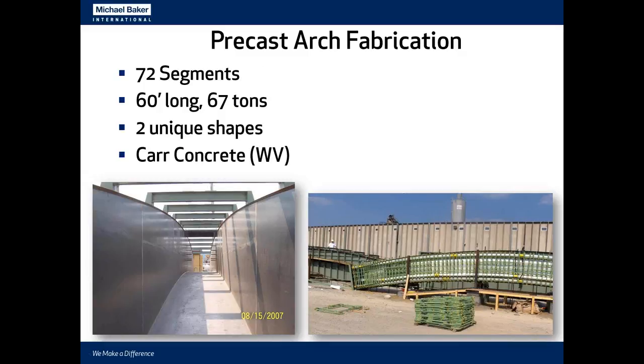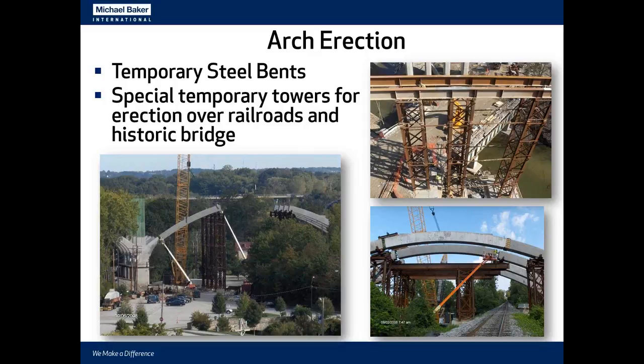The arch segments were precast and fabricated by Carr Concrete in West Virginia. There were 72 segments in total of 2 unique shapes, each approximately 60 feet long. You can see here, just to reduce their weight, we used internal styrofoam voids. So in some respects they were a little more complex, but not too different from the sort of precast box beams that are commonly used for bridges in, say, Ohio and Pennsylvania. So it was nothing too new and different for local precasters and contractors.